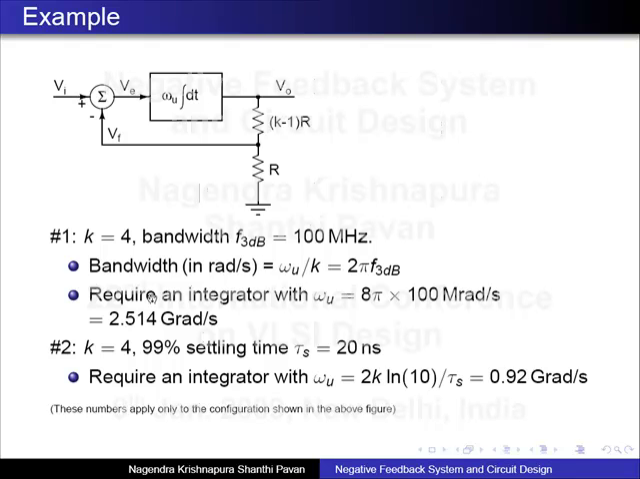So, for this, you will need an integrator with omega u, which is 8 pi times 100 mega radians per second, if you want to make this. Okay. Then you can try and go and design the integrator. If you want to meet the spec, you have to determine omega u. That's how it works, right?